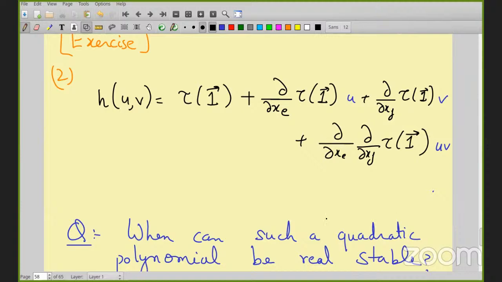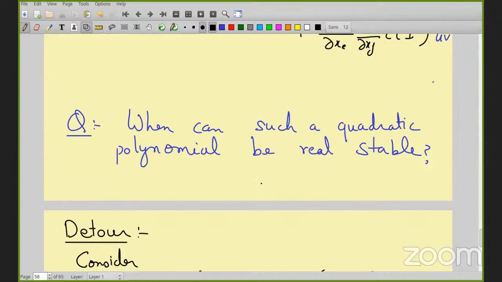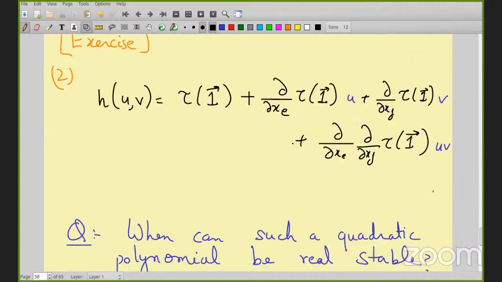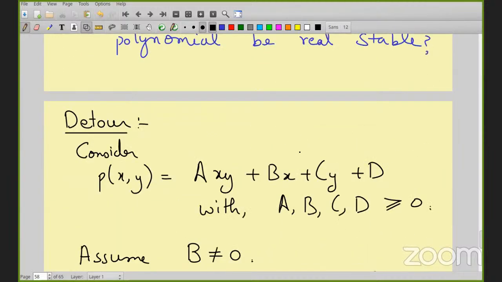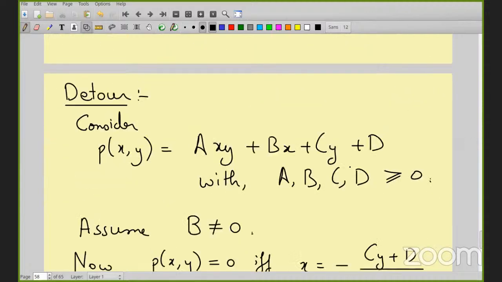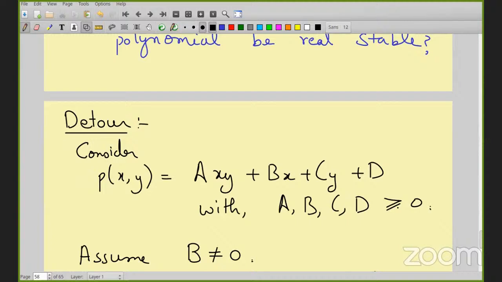So now we ask, when can such a quadratic polynomial be real stable? So we know that it is real stable, assuming tau is real stable. So we ask, when can it be real stable? So we have just 4 constant numbers. We have some polynomial which looks like axy plus bx plus cy plus d. We know that those numbers are non-negative. Okay.